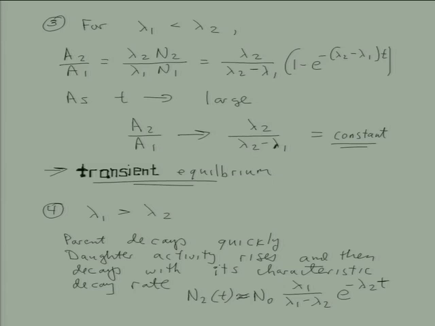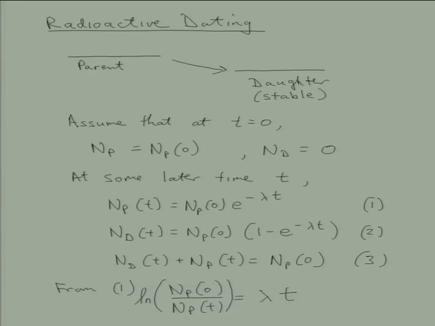And then the fourth case is where you have a parent with a lifetime which is much, much shorter than that of the daughter. So lambda 1 is much greater than lambda 2. And what happens then is the parent decays away quickly, the daughter activity rises, and then decays away with its own characteristic half-life. So these are various situations. The basic equations are always the same. It's just a question of the relative values of lambda 1 and lambda 2. And you have homework which is going to force you to go through this and try to understand it in more detail.